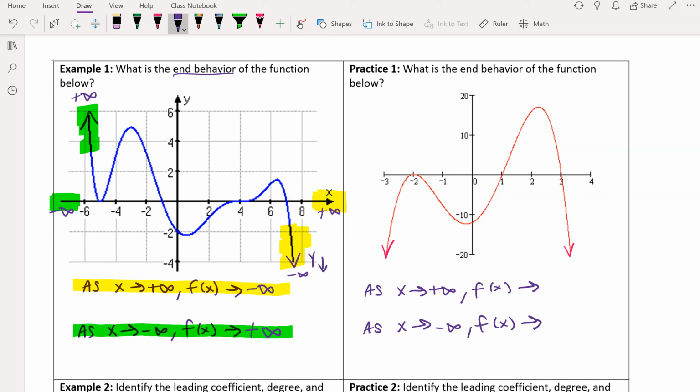All right, answer these ones. Go ahead in your OneNote. I need to see what happens as x goes to positive and negative infinity. Go.